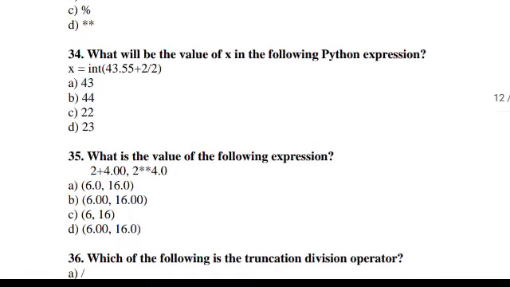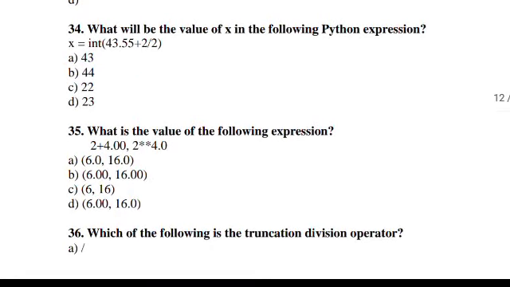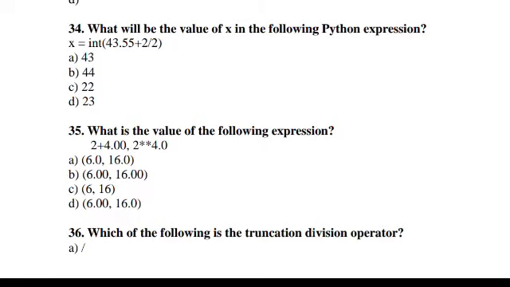Next is, what is the value of the following expression? 2 plus 4.00 divided by 2 double star 4.0. Right answer will be option A, 6.0, 16.0.